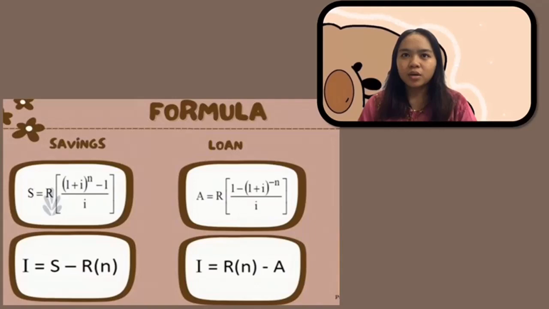For this topic, there are 4 formulas that can be used. For saving, we can use S equals R [((1 plus i) to the power of n minus 1) over i]. Another formula is I equals S minus R times n. For loan, we can use A equals R [(1 minus (1 plus i) to the power of negative n) over i]. Another formula is I equals R times n minus A.